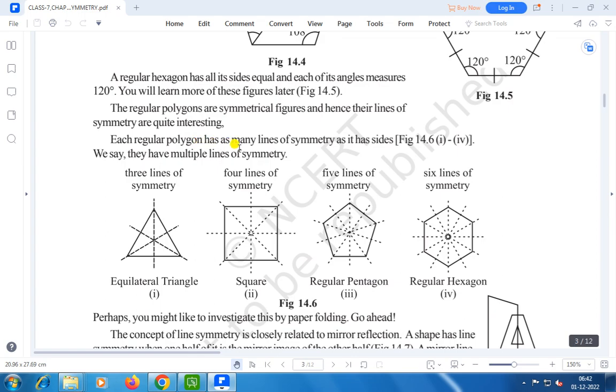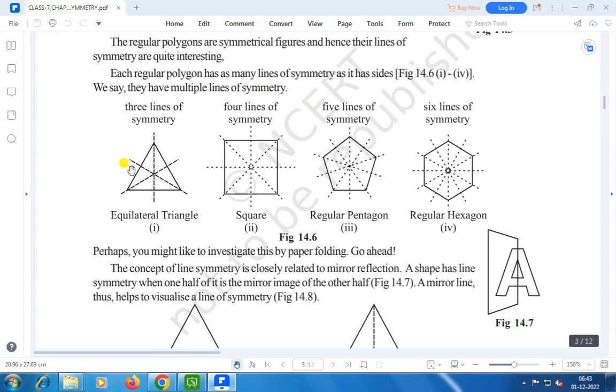Each regular polygon has as many lines of symmetry as it has sides. We say they have multiple lines of symmetry. Here you see this is a triangle. There are 3 sides and there are 3 lines of symmetry in an equilateral triangle. In the square you see there are 4 sides and how many lines of symmetry? 1, 2, 3, 4. 4 lines of symmetry.